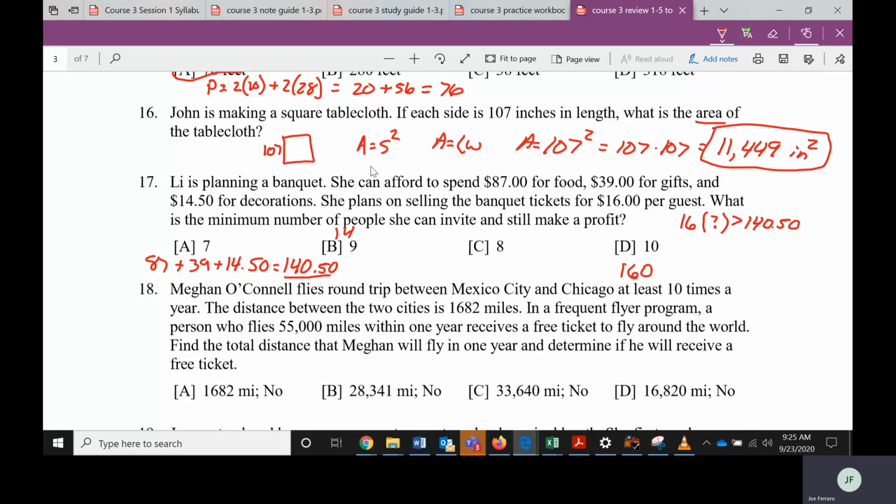Okay, so she's still making a profit there. Now, if she sold one less and only sold 8, you could probably guess, because it's $16 less, it's going to be under that 140. But if you didn't know that, you take 8 times 16, and that's going to be 128. So she's not making a profit at 8, which means she's for sure not making a profit at 7. She's making a profit at 10, but she's also making a profit at 9, and they want the minimum number. So if she sells 9 tickets, she can for sure make a little bit of a profit.